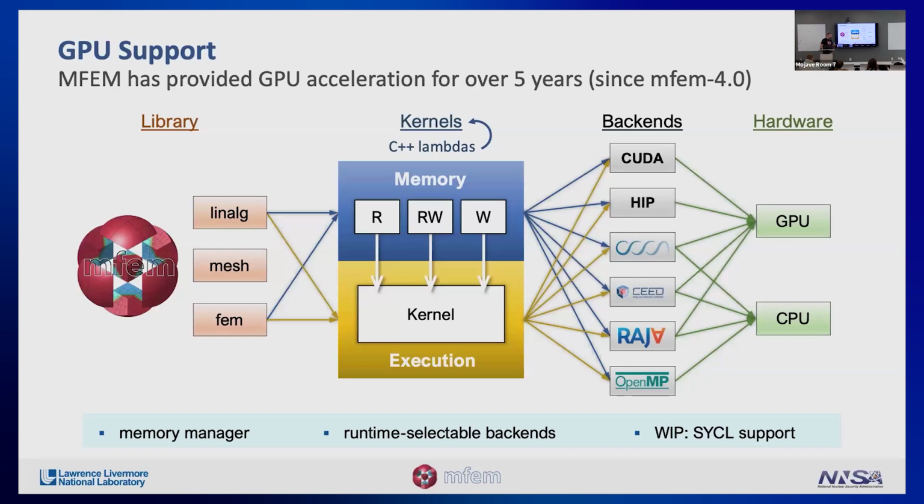And with that, we can now have code with a runtime selectable backend. The executable runs on CPU and GPU, highly performant on the GPU. And for us, this is in some sense an old thing. We've had GPU support in MFEM in a main release for more than 5 years, since MFEM 4.0.